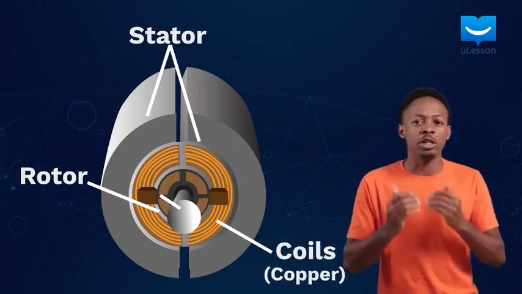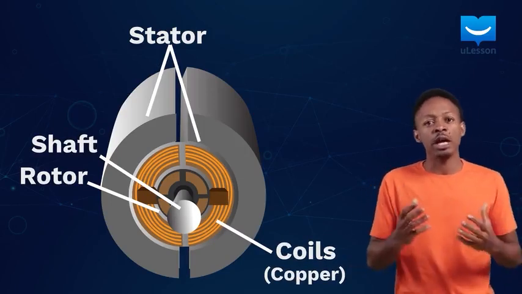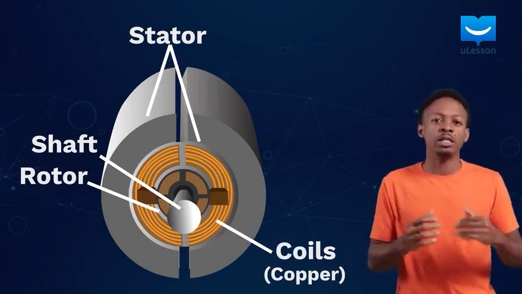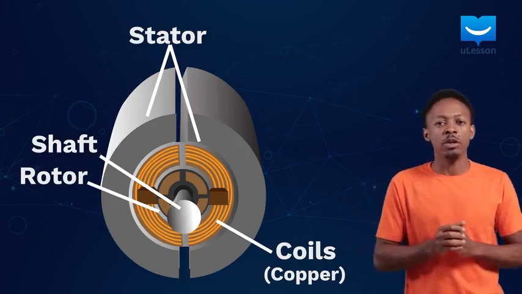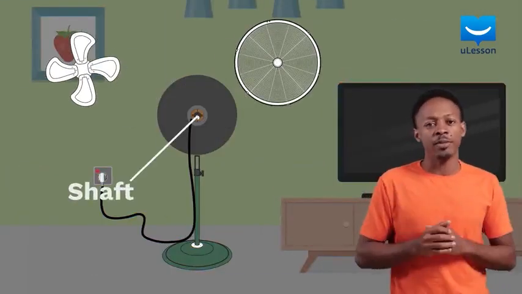The rotor sits on a shaft. When the rotor turns, it also turns the shaft. It is the shaft that then turns any other component that is attached to the electric motor. For example, the blades on your fan are connected to a shaft.